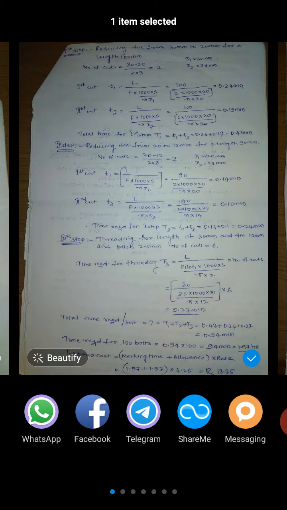Time required for 100 bolts equals 0.94 into 100, that is 94 minutes, which is nothing but 1.57 hours. Then labor cost is machining time plus allowance. Allowance will be taken as 100%, so that is 1.57 plus 1.57 into 4.25, that is 13.35 is the labor cost.